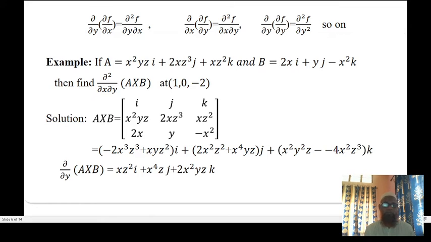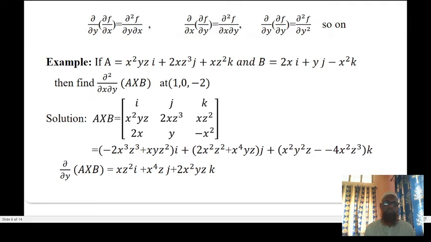Solution: let's first find a cross b. So a cross b is a determinant with i, j, k in the first row, the coefficients of i, j, k in a in the second row, that is x square y z, 2 x z cube, x z square, and the coefficients of i, j, k in b in the third row, that is 2 x, y, minus x square. Simplifying, we evaluate. So i into 2 x z cube minus, so minus 2 x cube z cube, and here also minus x y z square, that is minus i, plus j.